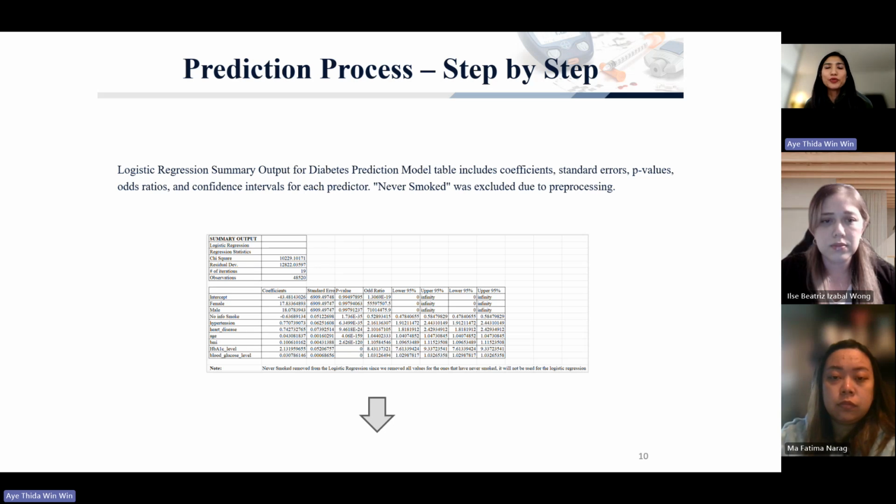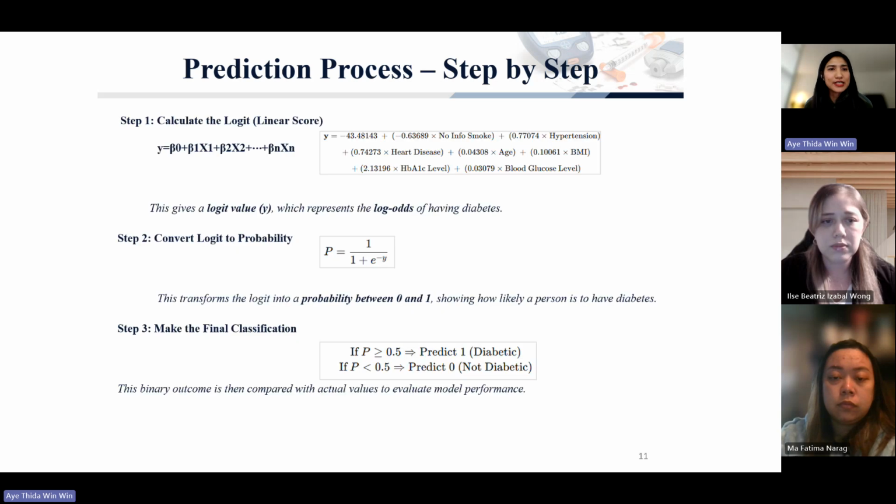We use this to make predictions and compare them with the actual outcome. Here are the details step by step. Firstly, we use the logit, after that the sigmoid, and then we make the decision with greater than 0.5. 1 for diabetes, 0 for not diabetes.